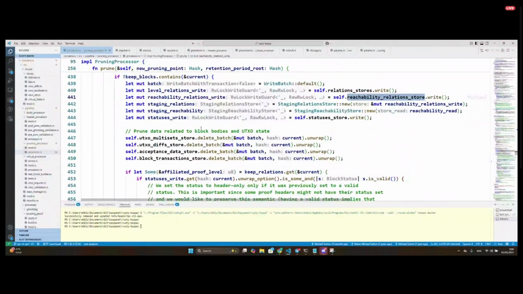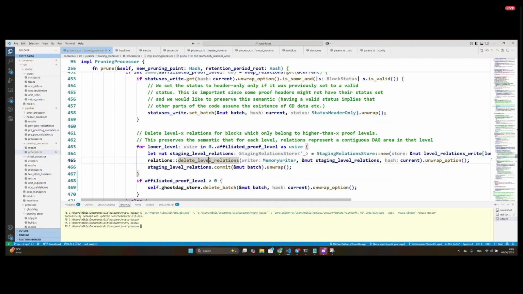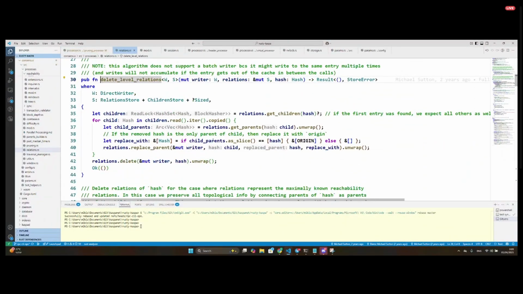The relation store originally starts from all the blocks, all your parents, and then once eventually they get pruned, they're deleted, and you only point at your actual parents that are still not pruned. But the reachability relations is maintained differently. So if I delete a block, do you then update the hash that they point to origin? Yeah. Okay. I'll show you, if we look at delete level relations, you'll see this here. Yeah. Okay. You replace the old value.